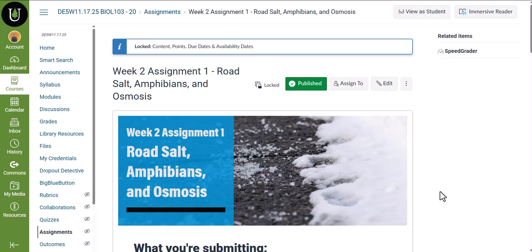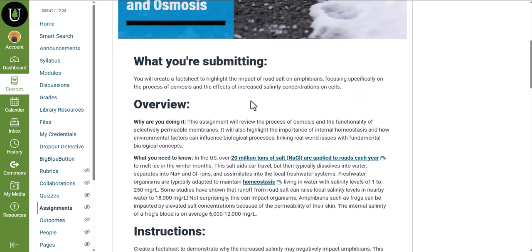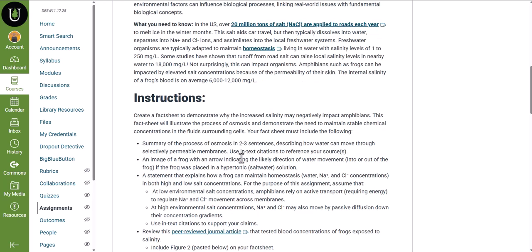Your next assignment for the week is going to look at osmosis and how environmental conditions can affect organisms by affecting osmosis. You're going to create a fact sheet that highlights how road salt influences amphibians, specifically thinking about how that salty environment would influence osmosis and their cell structures. You're going to be talking about osmosis, semipermeable membranes, the different biological processes by which we move things across membranes.